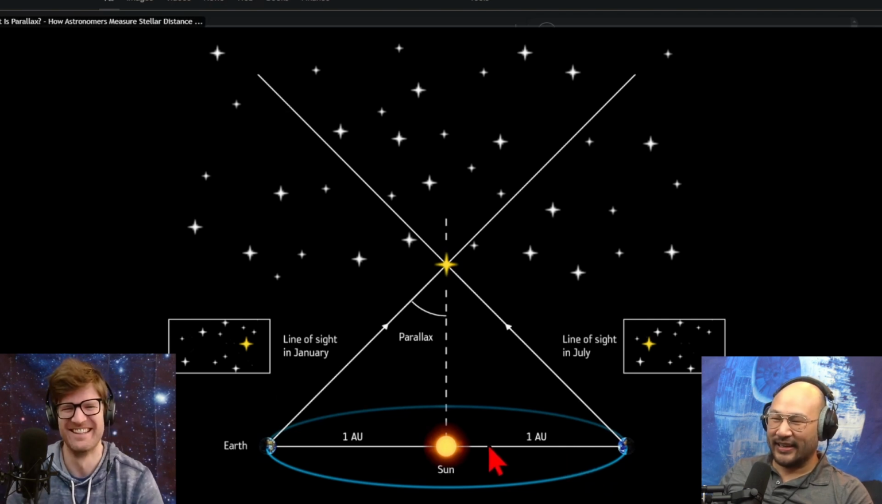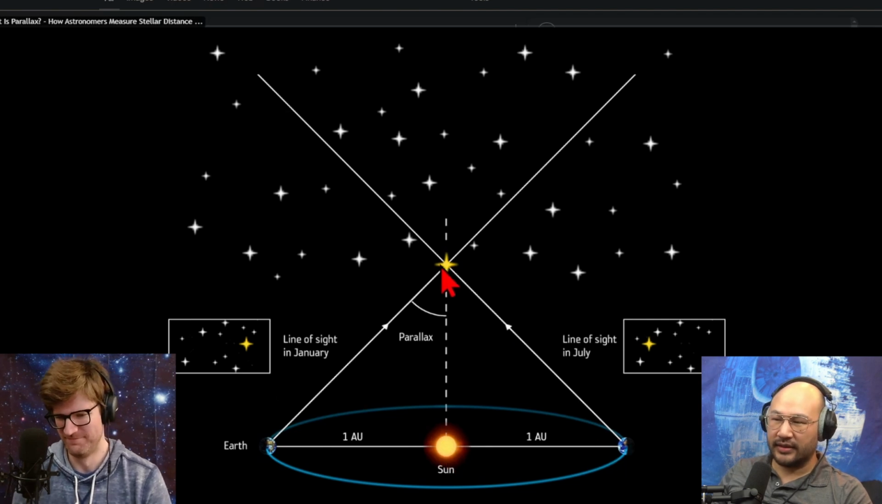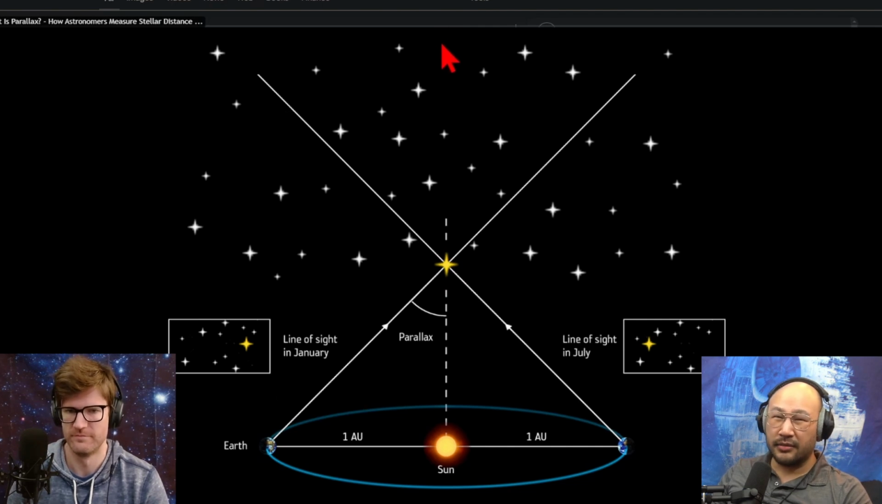Yeah, cool. So we can figure out the distance from our sun or from Earth out to these stars if they're close. Now, the further away they are, the smaller that angle becomes, and it is very difficult to resolve. You have to switch to a different method. But for stars that are close, sure, it'll work.